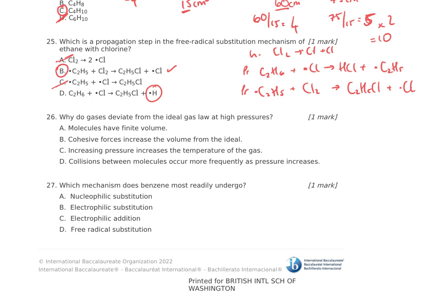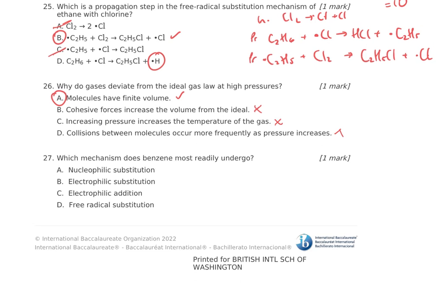Why do gases deviate from the ideal gas law at high pressures? So the molecules have a finite volume. That's true. Cohesive forces increase the volume from the ideal. That's not true. Increasing the pressure increases the temperature. That's not true at high pressures. Okay, so it's definitely A. 27.